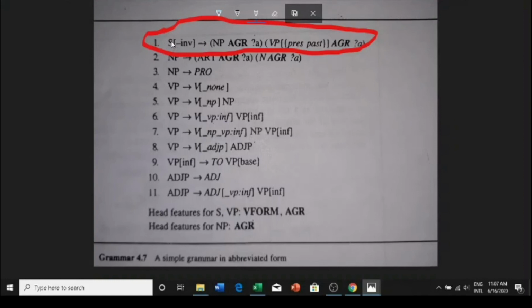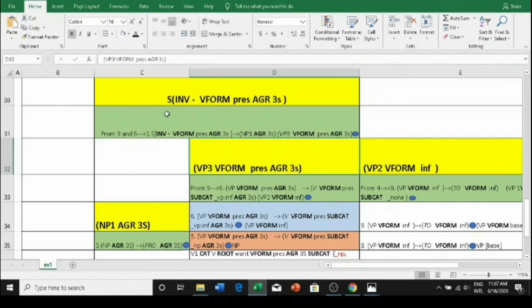If you see here, the mother is S, and the head constituent is VP. They will share V form and agr, even though it is not written there explicitly. So whatever V form and agr values this VP on the right is instantiated for will be taken up by this S on the left. That is to be kept in mind, and we are going to use the rule for concluding our sentence. So we are going to write down this rule. For this rule we are instantiating VP with VP3, so V form is given as present tense and agr is 3s.